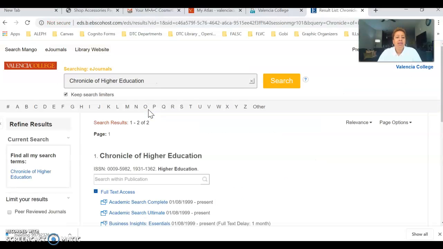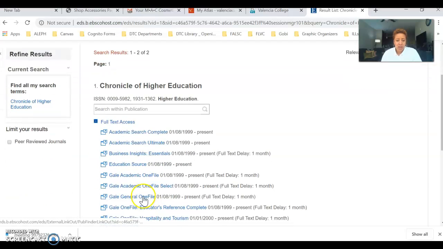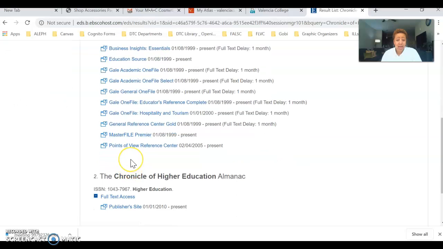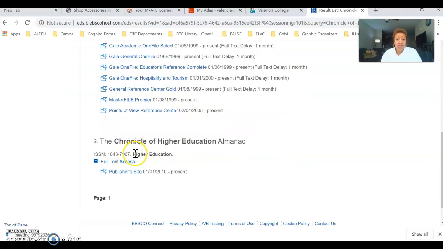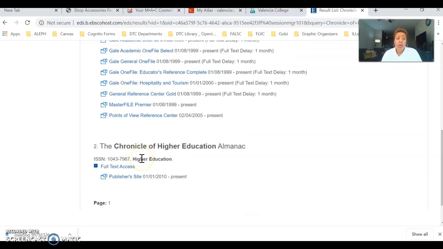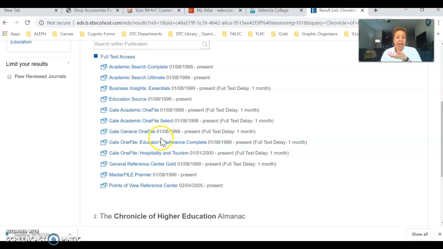Now what it does is it shows us which databases, so these blue links are the databases that are indexing the Chronicle of Higher Education. And these are the ones that Valencia has access to. So if you are searching the Chronicle of Higher Education as a student at UCF, then when you go into their databases, you could search by this specific journal.